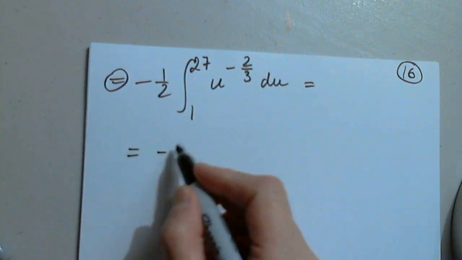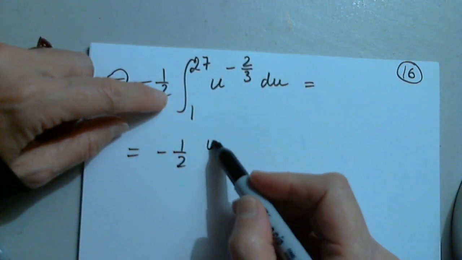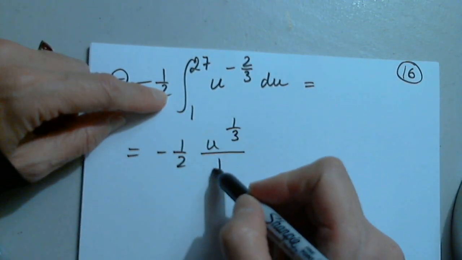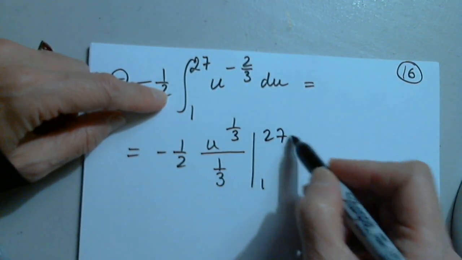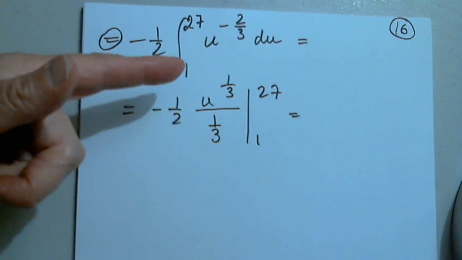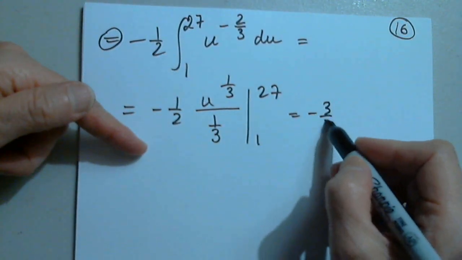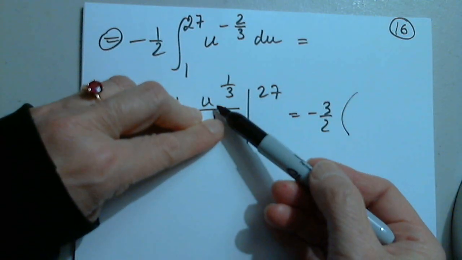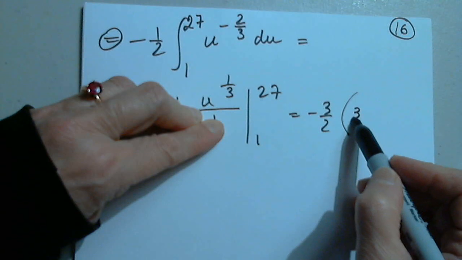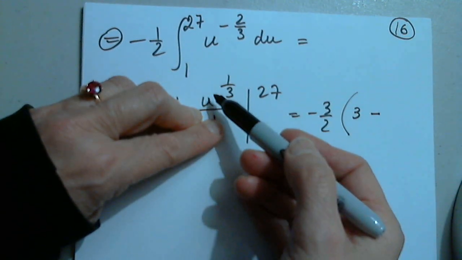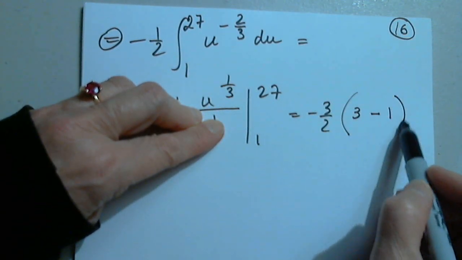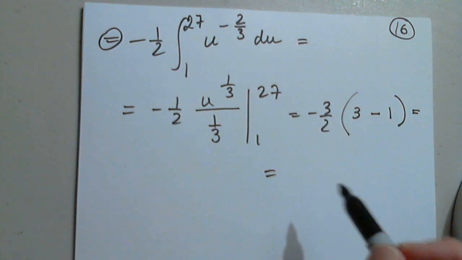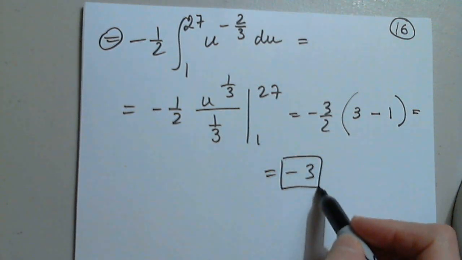So then we have a negative 1/2 outside. And then we have u to negative 2/3 plus 1, which is 1/3 over 1/3 from 1 to 27. I have to flip this. I get negative 3/2, leave the constant outside. Plug in 27, the cube root of 27 is 3, minus, when I plug in 1, the cube root of 1 is 1. So this is 2 divided by 2, which is 1, so the answer is negative 3.